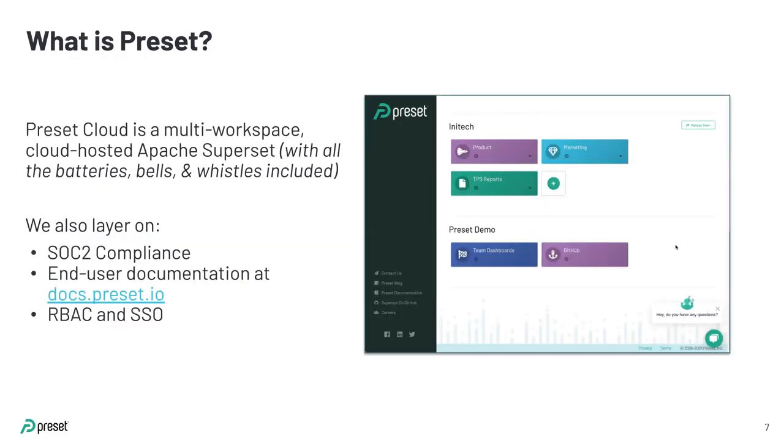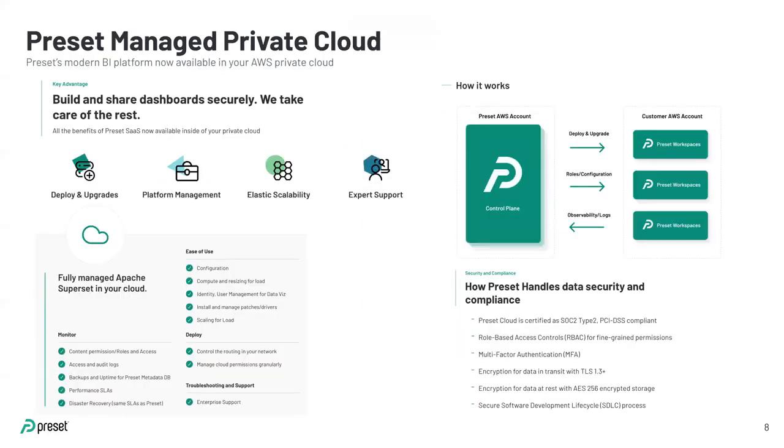Preset Cloud is a multi-workspace cloud-hosted Apache Superset with all of the things that you've come to love about Superset included. They layer on SOC 2 compliance, and user documentation is provided, as well as controls like row-based access control and single sign-on. There's also Preset Managed Private Cloud, which is Preset's BI platform within your AWS private cloud. It has all of the same capabilities as Preset Cloud, as well as additional enterprise support.